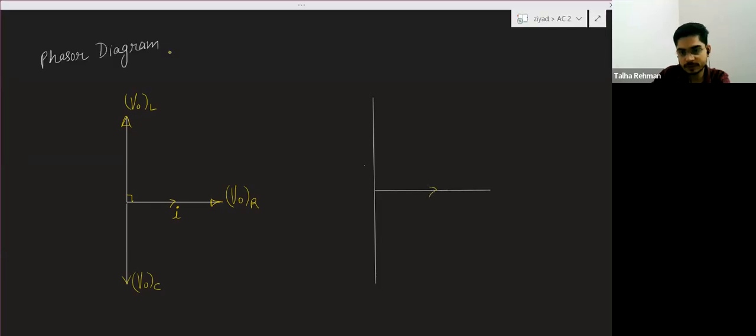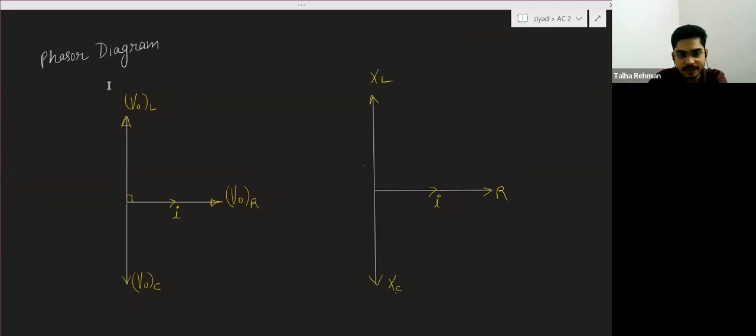This is the current direction. This is the current I. So in terms of the impedance or in terms of the resistance, if I want to draw this diagram, in this direction will be the resistance, here will be your XL, here will be your XC.